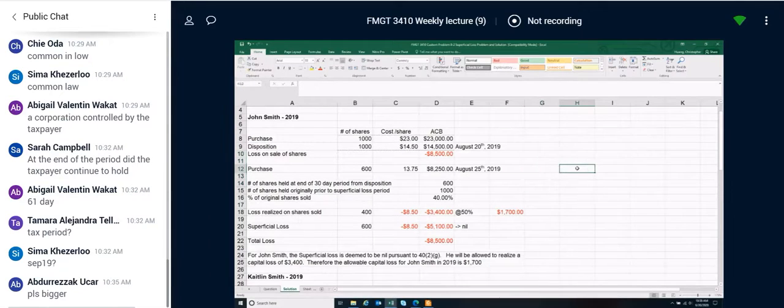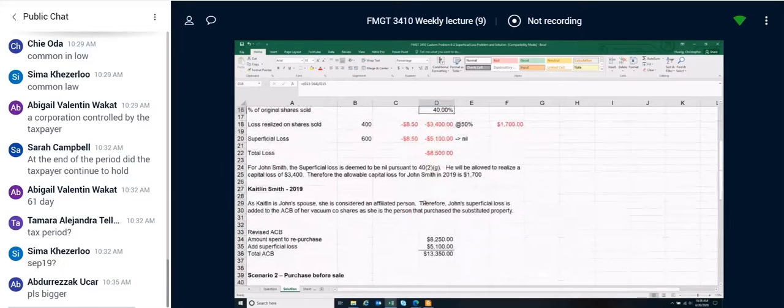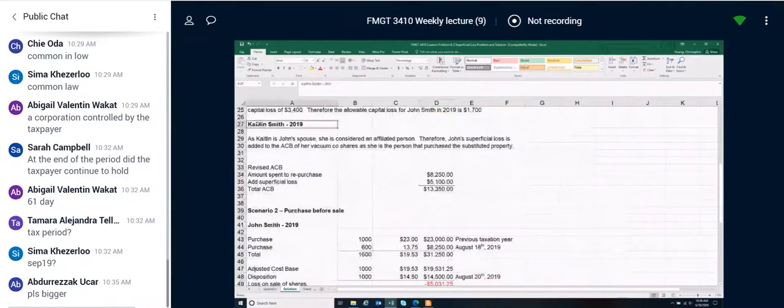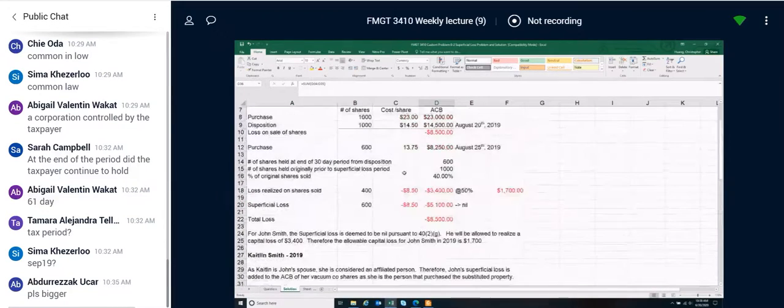So when you're going through this, you want to say, oh wait, I got to make it really clear. This is now for Caitlin because she was the affiliated person. And she's the one who gets the 13,350. She's the one that's going to get this 13,350, not John.